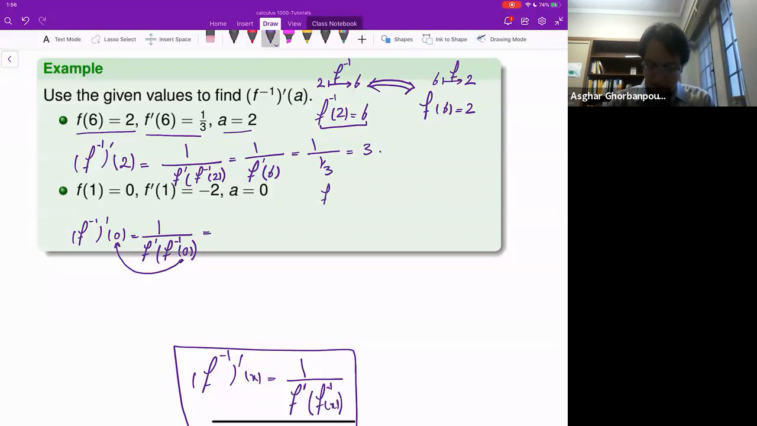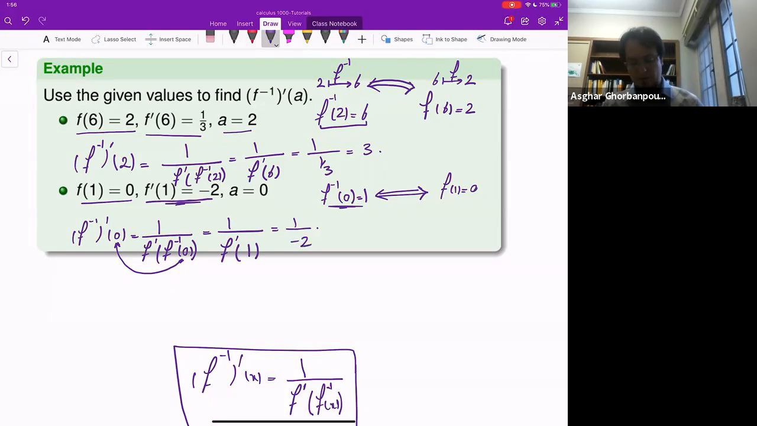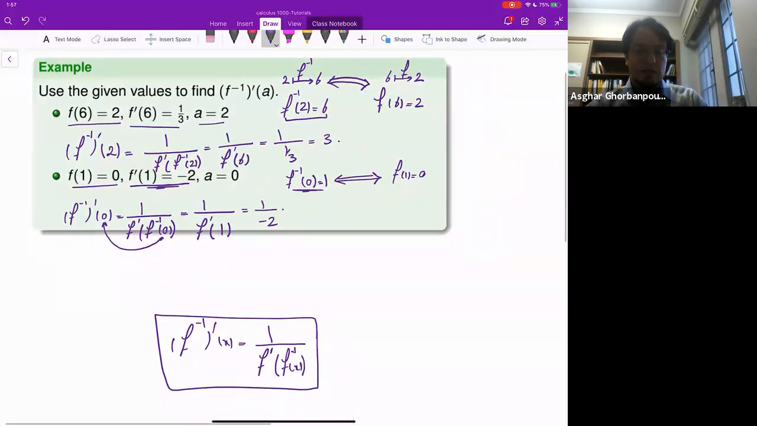Okay. So what is f inverse of 0? I know that f of 1 is 0. It means that f sends 1 to 0. And from that, I can conclude that f inverse will send 0 to 1. It will reverse the assignment. Instead of assigning 1 to 0, it will assign 0 to 1. So that's another way of saying that f inverse of 0 is 1. So it is 1 over f prime at 1. And f prime at 1 is given, it is negative 2. So in all these cases, you see that starting with the formula for the inverse function is what you need to do.